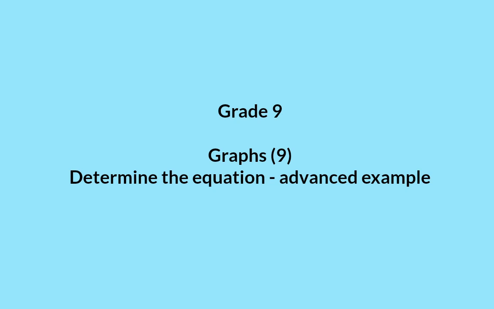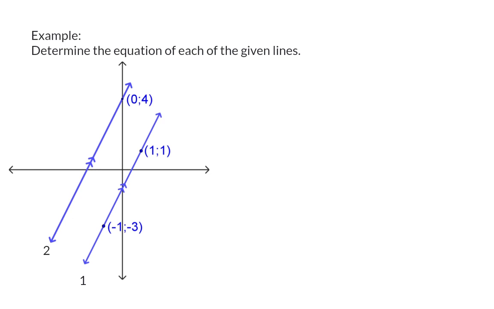In this video, we continue having a look at how to determine the equation of a straight line, and we're going to have a look at an advanced example. In the example, we are given two straight lines and asked to determine their equations. We also get the information that these two lines are parallel, which means they are equally inclined or have the same steepness. This means that we can make the conclusion that the gradient of line 1 is the same as that of line 2 because the gradient indicates how steep the line is.